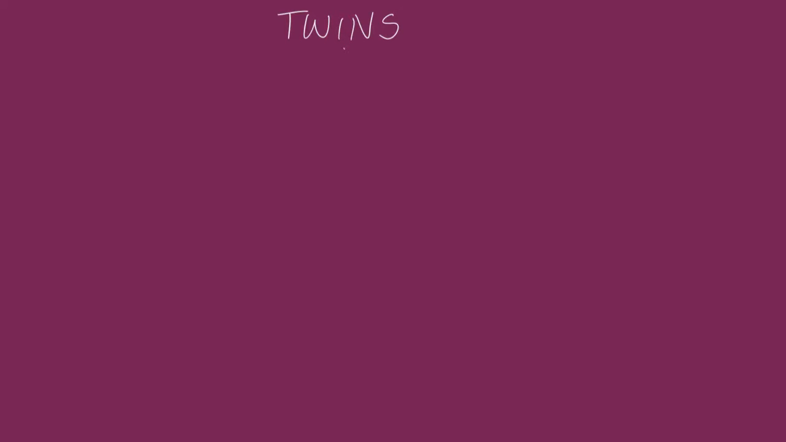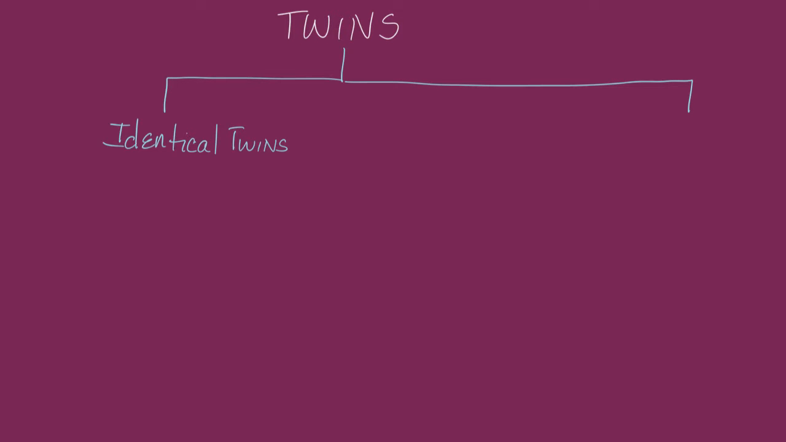So how are twins formed? We have two types of twins: identical twins that are genetically identical, and fraternal twins who are more like siblings.